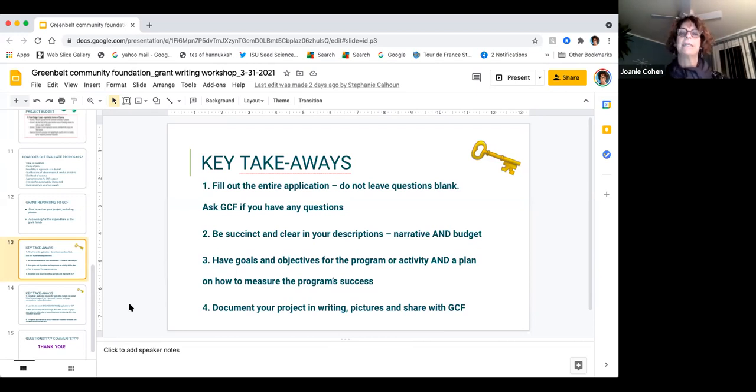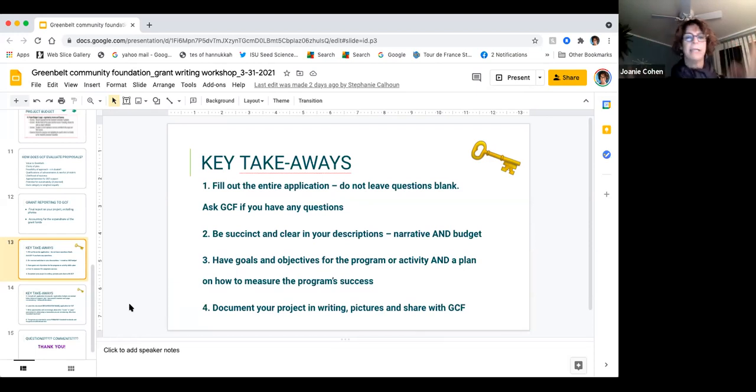Be succinct and clear in the narrative and the budget. Tell us what you're going to do, those W's: who you're going to do it with, when you're going to do it, where you're going to do it, and why you're going to do it. If you use those, it'll be clear, it'll be succinct, and you'll tell the story of why this program is so valuable. Have goals and objectives for the program and a plan on how you plan to measure the success.